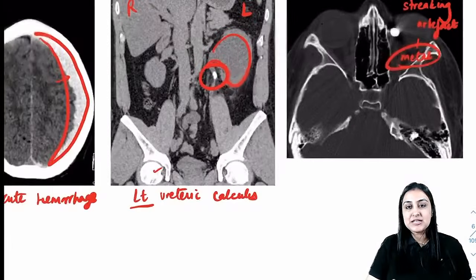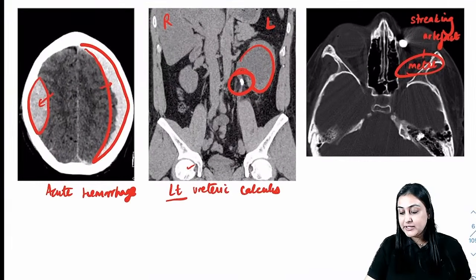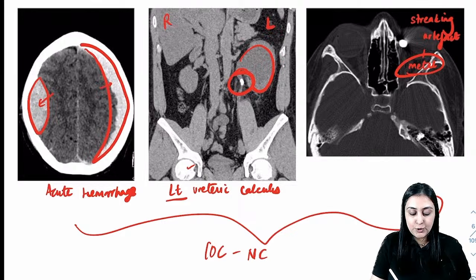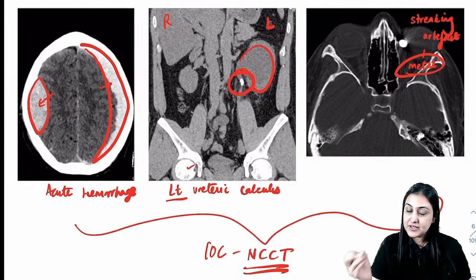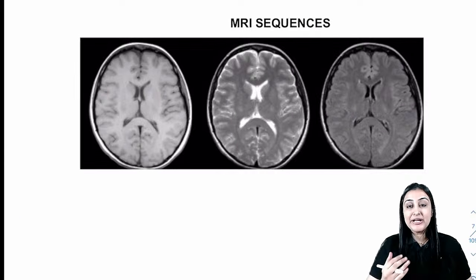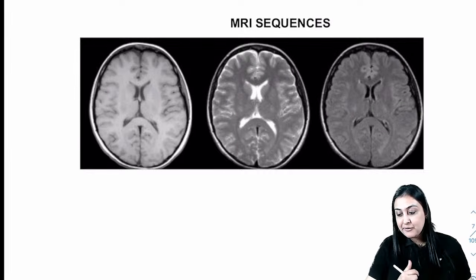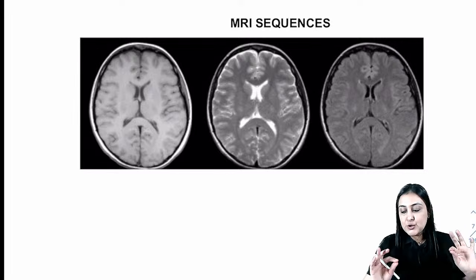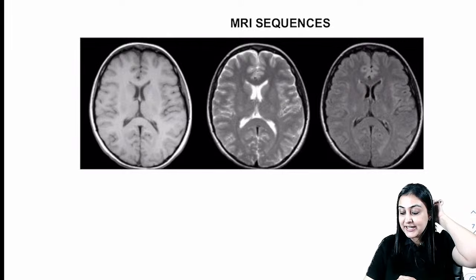All right, so this is going to be things which are hyperdense, and all of these things, investigation of choice, it's going to be a non-contrast CT scan. Okay, going ahead now to MRI. So now for INI-CT, they love to ask you MRI sequences. So now pay attention. All right, now pay attention to me.